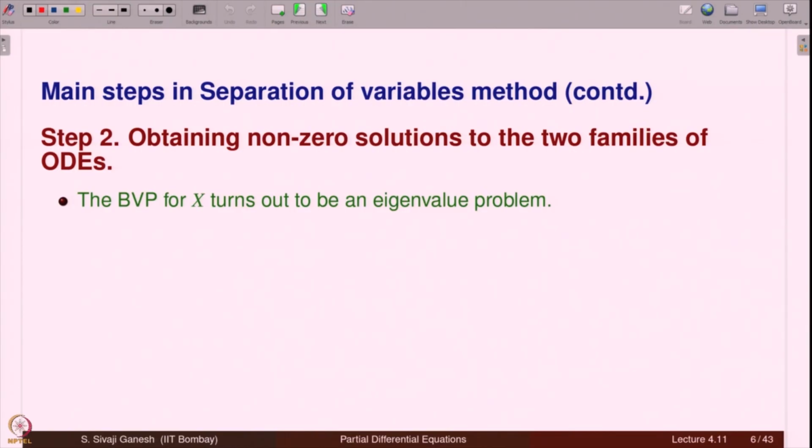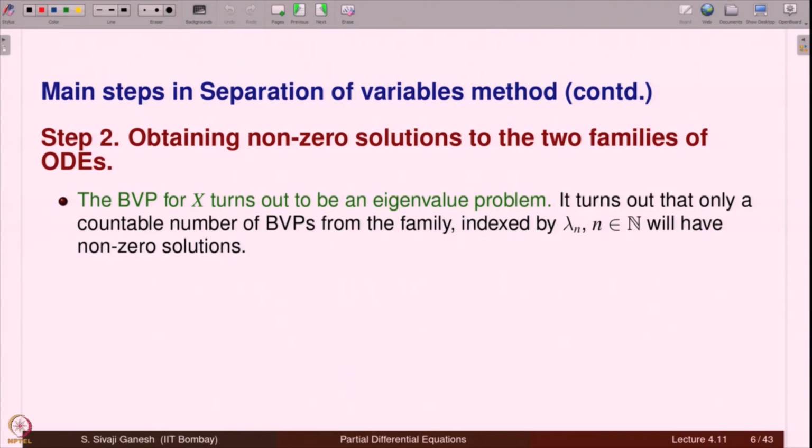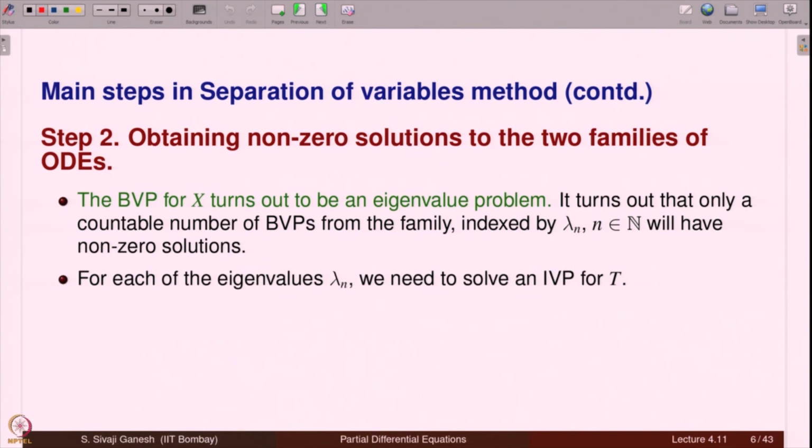Recall eigenvalue problems from your ODE courses. It turns out that only a countable number of BVPs from the family indexed by lambda will have non-zero solutions. We will see that. And for each of the eigenvalues we need to solve an initial value problem for T. So, that means first we solve the problem for X and then solve for T.